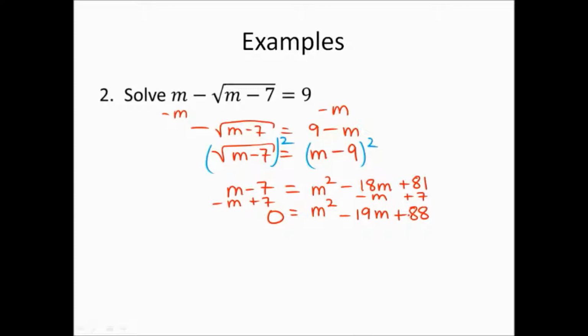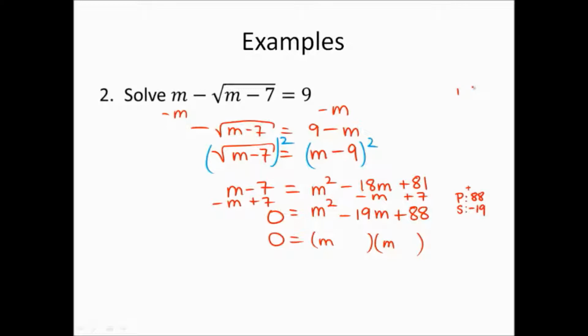Now we get to figure out how to factor this, because we need to factor it in order to find our possible solutions that then we can check back into the equation. So let's look at some numbers that multiply to 88, and we're looking for a sum of -19. Notice there is no leading coefficient, so we can go directly into this format here.